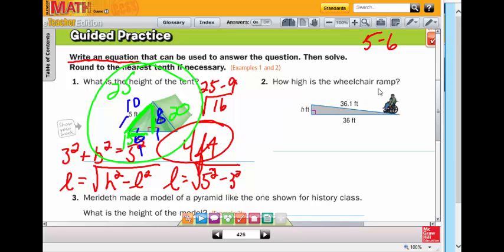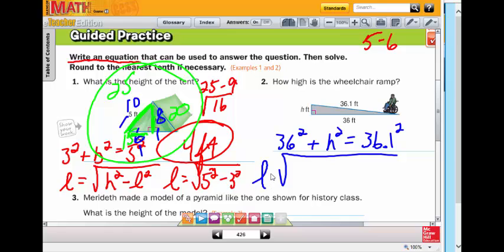Problem number 2, how high is the wheelchair ramp? Well, this is a situation where we're clearly looking for a leg again, so we could use either equation. You could have 36 squared plus the other leg, h squared equals 36.1 squared, or you can use my solution, which is the leg equals 36.1 squared minus 36 squared.